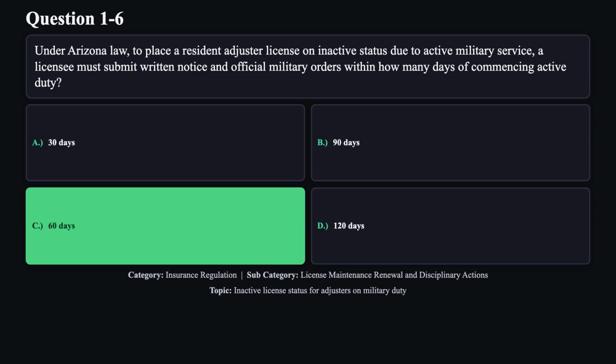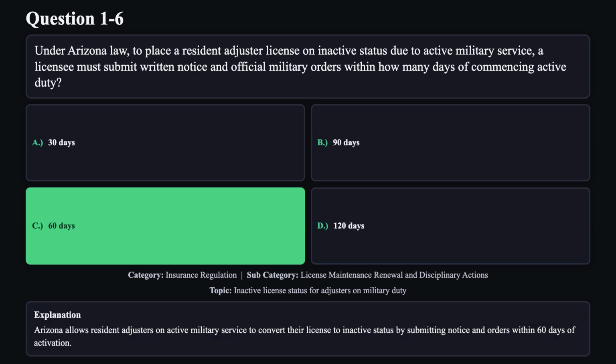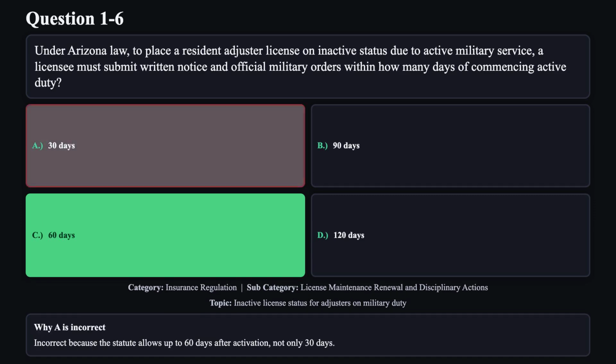The correct answer is C. Arizona allows resident adjusters on active military service to convert their license to inactive status by submitting notice and orders within 60 days of activation. Reason A is not correct. Incorrect because the statute allows up to 60 days after activation, not only 30 days.